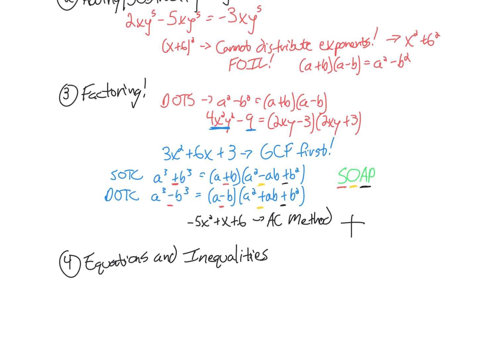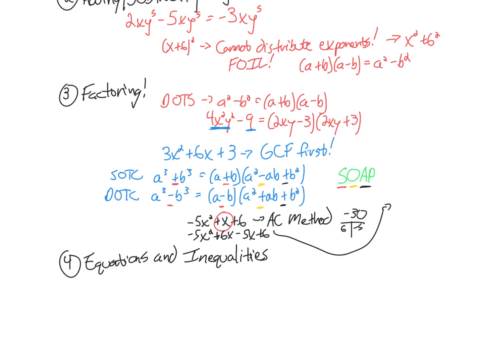We look at the product of 6 and negative 5, which is negative 30. And then we're looking for terms that multiply to negative 30 and add to positive 1 because I'm looking at this plus x term. It's positive 1x. So in this case, it would be plus 6 and minus 5. So I rewrote this as minus 5x squared plus 6x minus 5x plus 6.